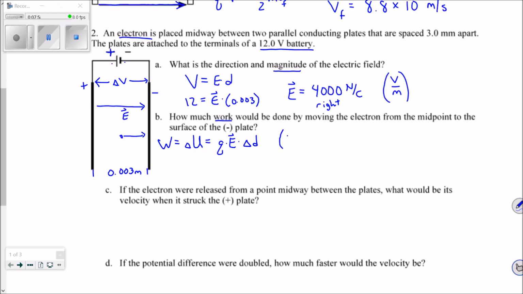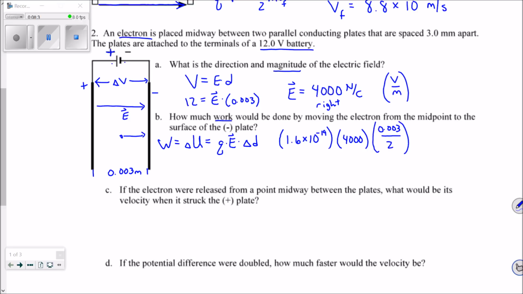So I have the charge of my electron. That should be a 9 there. There we go. I have an electric field, which was calculated as 4,000. Now, I do not use the 0.003. That's the distance between both plates. I'm only moving half of that. So I could think of this as half of the distance between my plates. I could do that work in my head and just put in 0.0015.